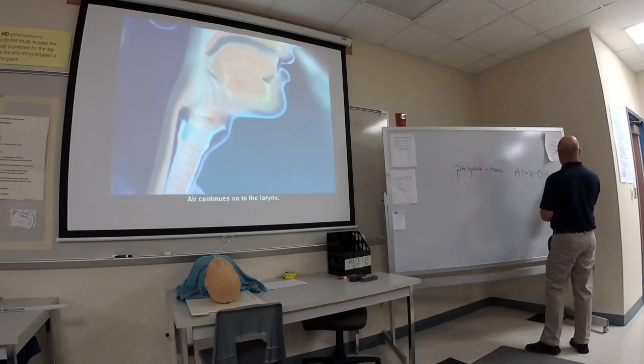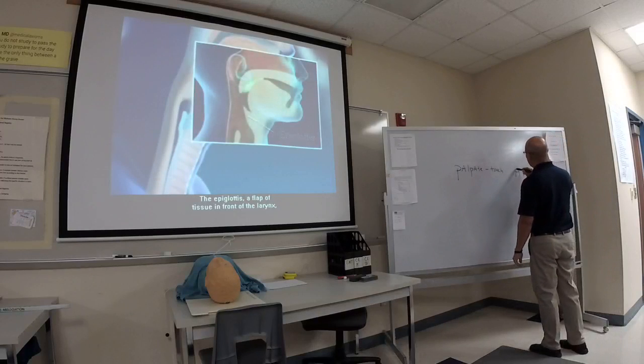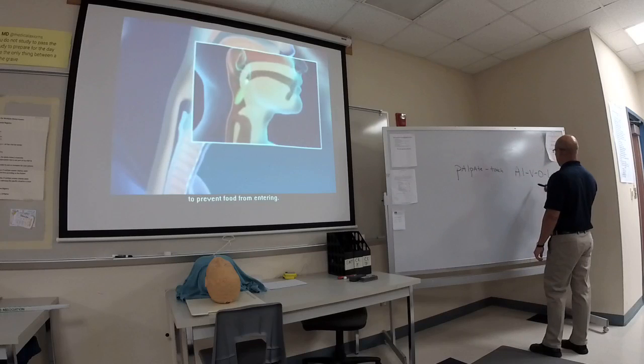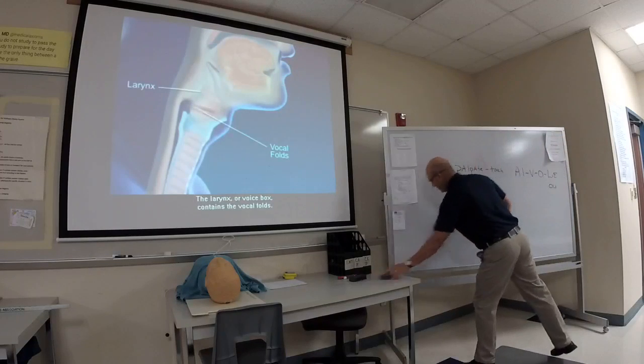Air continues on to the larynx. The epiglottis, a flap of tissue in front of the larynx, closes off the larynx when swallowing to prevent food from entering. The larynx, or voice box, contains the vocal folds.